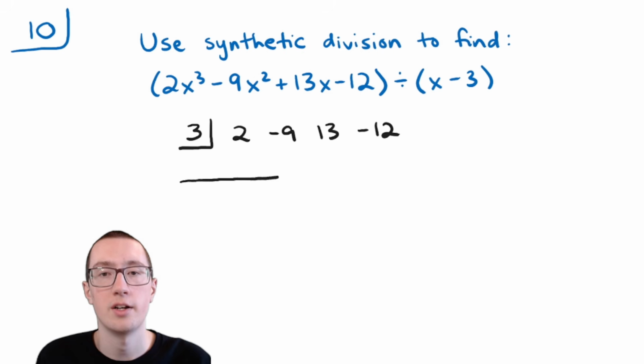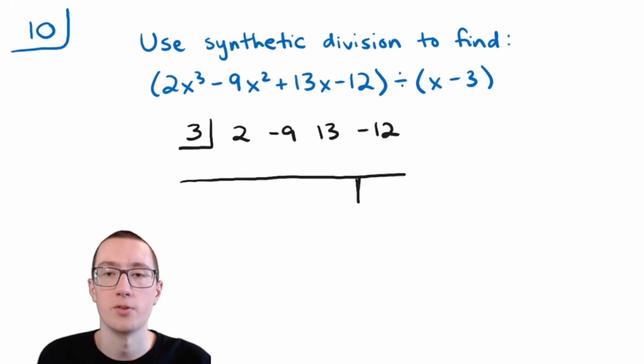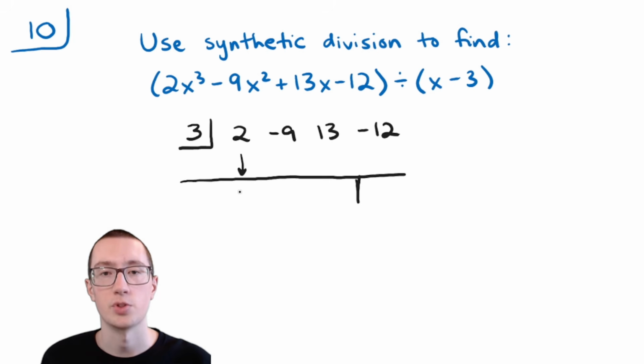Then we're going to draw a line all the way through here. And in front of this last number, we're going to put another line here. And this is going to be where our remainder is. So all we have to do is move this number down. So that's 2. Then we're going to multiply it with the number in the box. So that would give us 2 times 3, which is 6. And then we add these up, and that'll give us our next number.